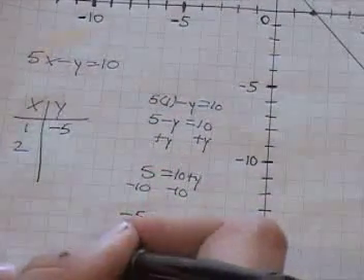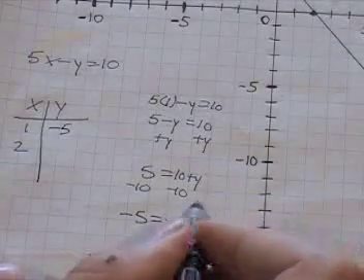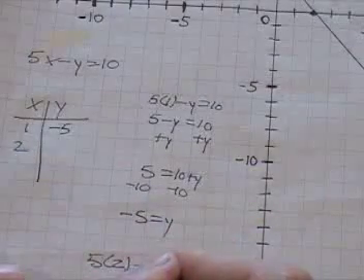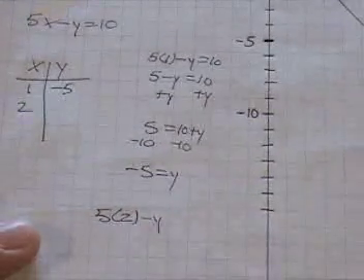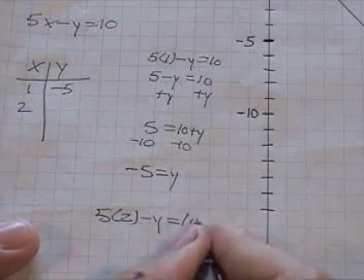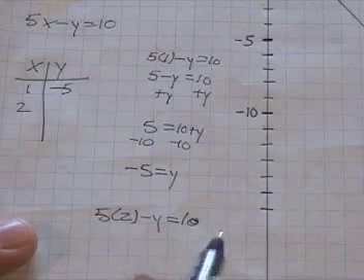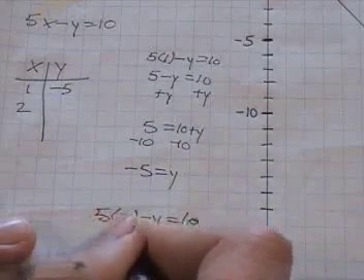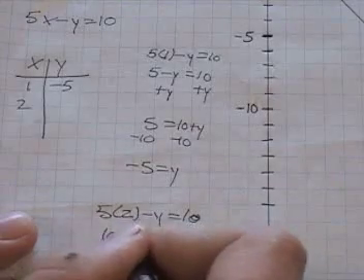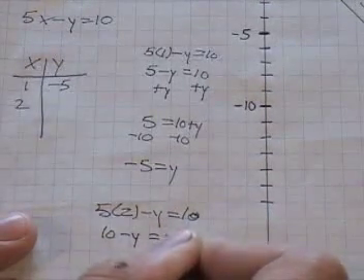So 5, 2, minus y equals 10. This resolves 5 times 2 is going to be 10, so this resolves to 10. 10 minus y equals 10, and we're going to do much like the other equation.